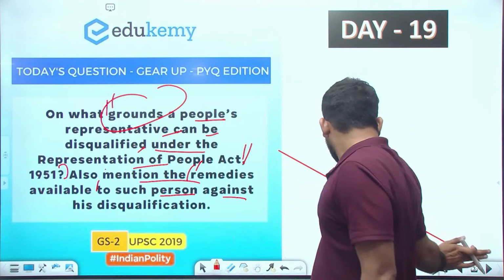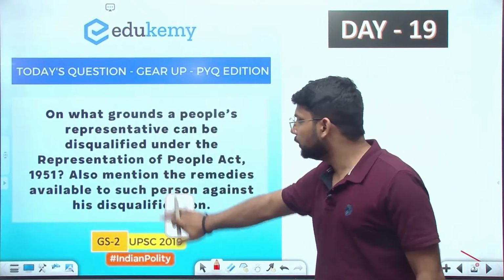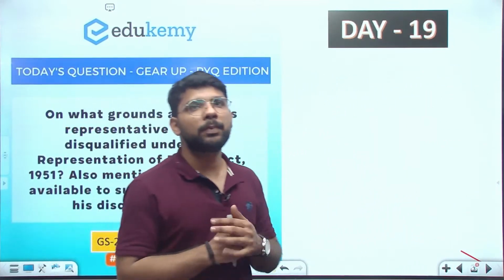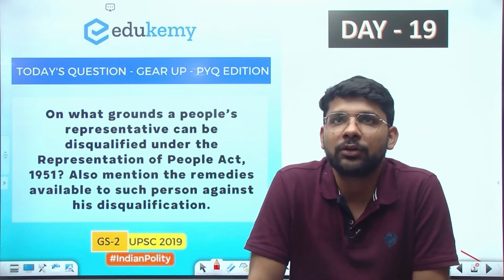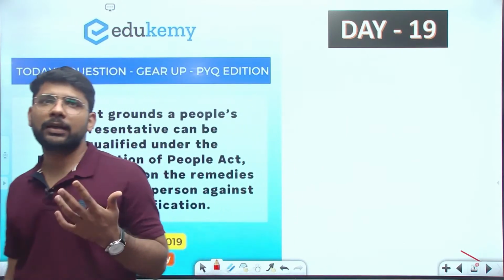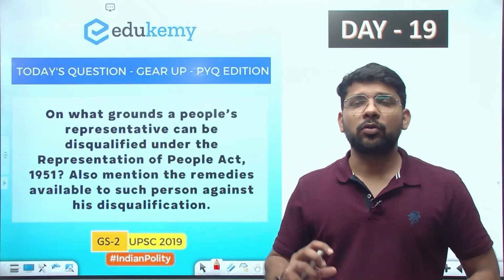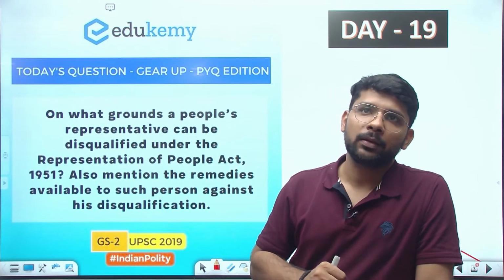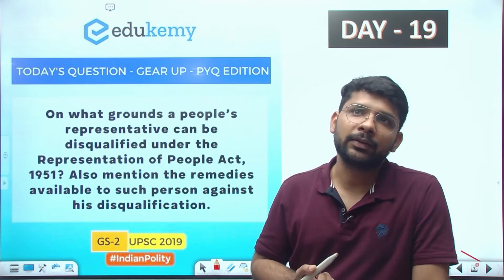As usual, we will divide the answer into three parts: the introduction, the body, and the conclusion. In the first part, we will define what the Representation of People Act is and what the major objective behind introducing it was. The Representation of People Act was introduced specifically to make politics clean, control corruption in politics, and check the members who are fighting elections and their spending on elections, and to specify in which cases they can be disqualified if they do something against the RP Act of 1951.